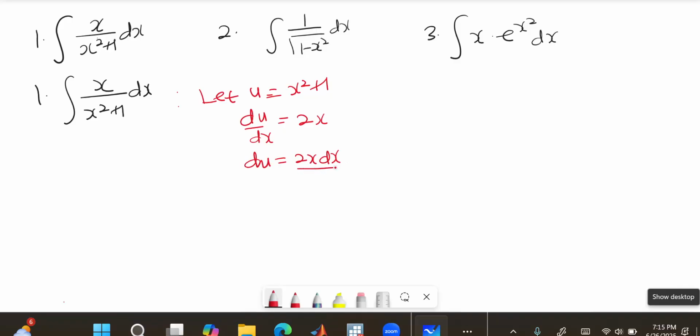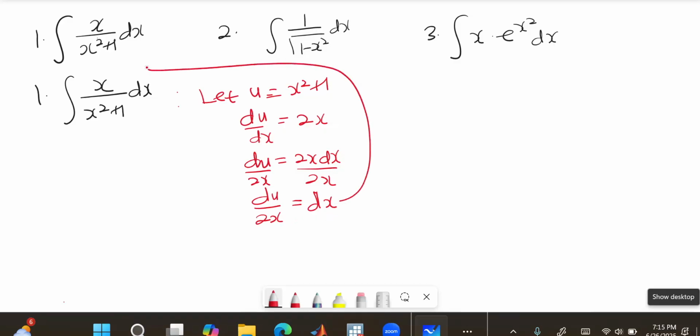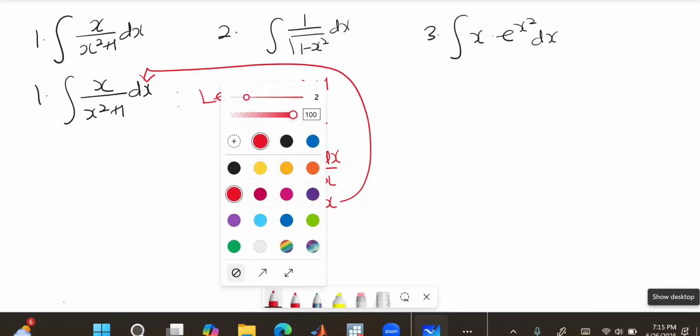Can isolate dx by dividing by 2x, and that should be dx equal to du over 2x. So that implies that wherever we see dx in our integral, we plug in du over 2x. Now let's take everything from the x world into the u world and see how it looks.